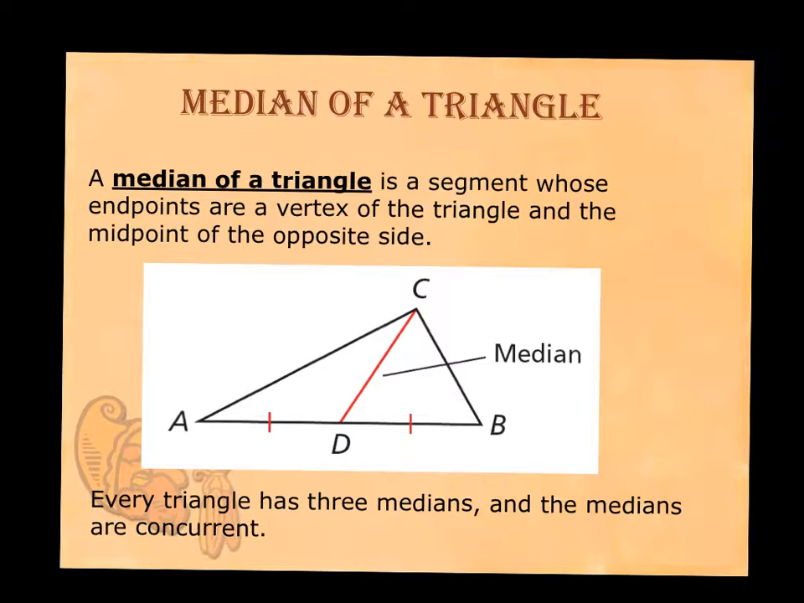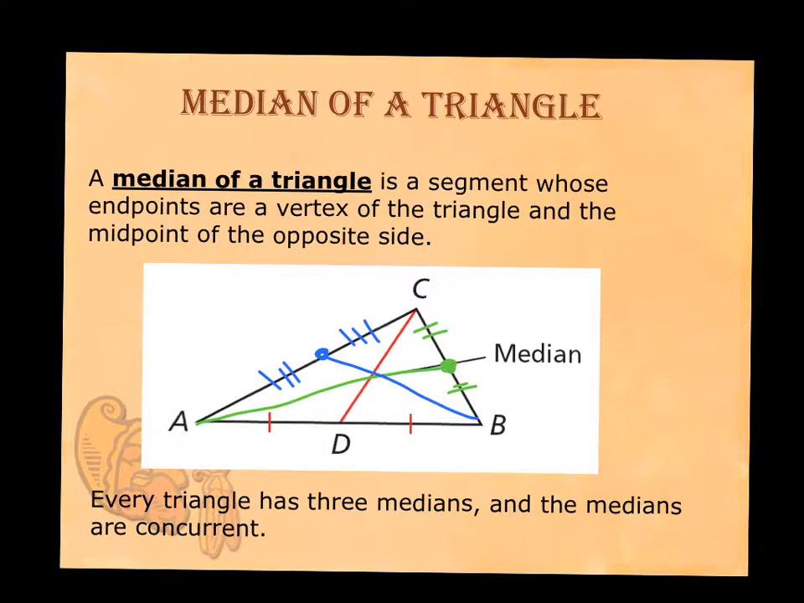Because each triangle has three vertices, each triangle has three medians. So there's the one that's already drawn there for you, from C to the midpoint of AB, that would be median CD. If I was to go from A to the midpoint of CB, that would also be a median. And then the last one would be from B to the midpoint of AC.